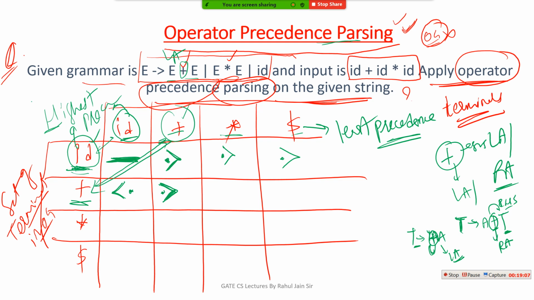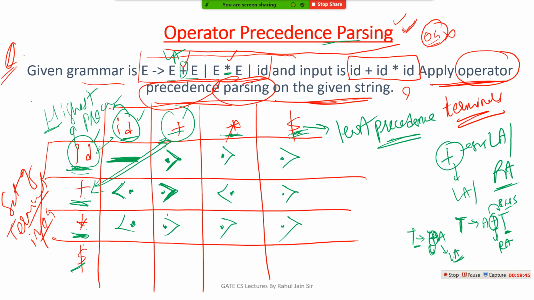plus is left associative. If I compare between this plus and this multiplication symbol, you as well know that the multiplication symbol has higher precedence, and as dollar is the least precedence, plus has higher precedence over dollar. Now we need to compare this multiplication operator and identifier: identifier has the highest precedence, and multiplication has higher precedence than plus. Multiplication here is left associative, so we will write it like that. And multiplication versus dollar, dollar is the least precedence, so we will make it like that.